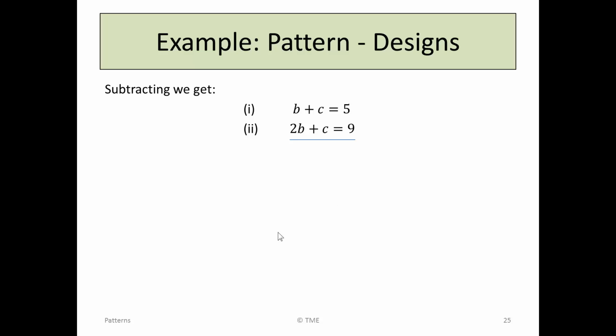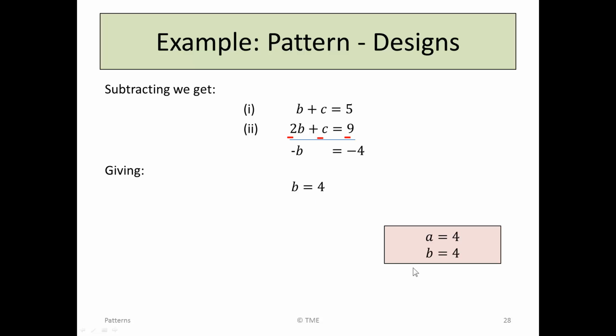So if we write them out as two equations, b plus c is 5 and 2b plus c is 9, and we subtract one from the other, taking the b from the 2b, we get minus b, the c's cancel, and the 9 from 5 leaves minus 4. So minus b is minus 4, or b is 4.